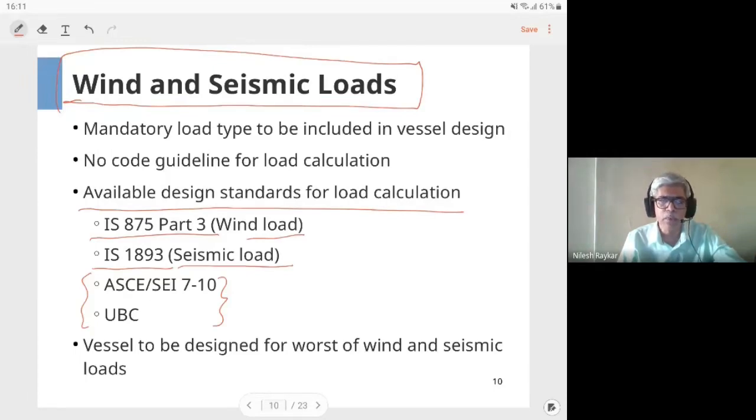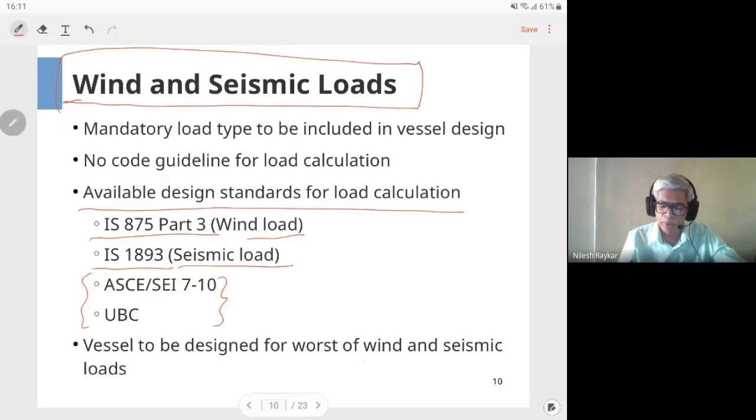But essentially, to get the load, the climatic data is available in the national code. That is not available in UBC or ASCE. They only cater to a different variety of design methodologies and calculation types.